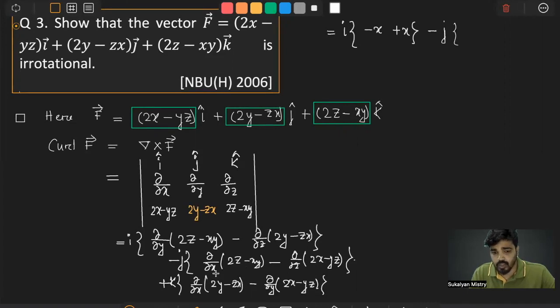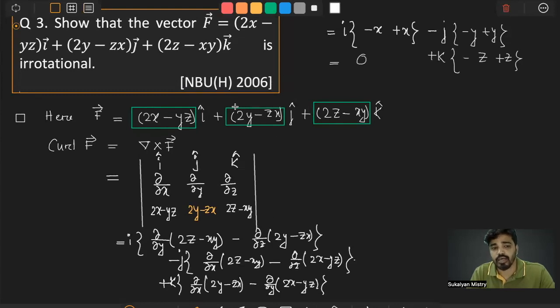Del x of (2z minus xy): partially with respect to x, we assume y and z are constant, so that is minus y. With respect to z, x and y are constant, so minus y, and it will be plus y. Plus k: del x of (2y minus zx), with respect to x, y and z are constant, so this is 0 minus z. Minus del y of (2x minus yz): x and z are constant, so this is 0, and z is constant, so that is minus z, so it will be plus z. So this term is 0, this is 0, this is 0. So ultimately this is 0.